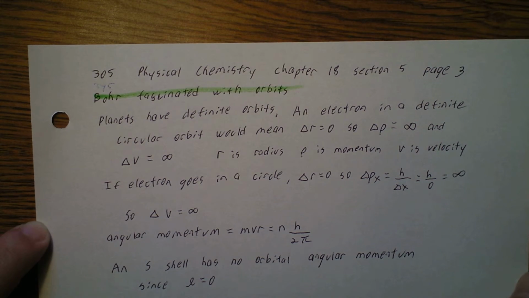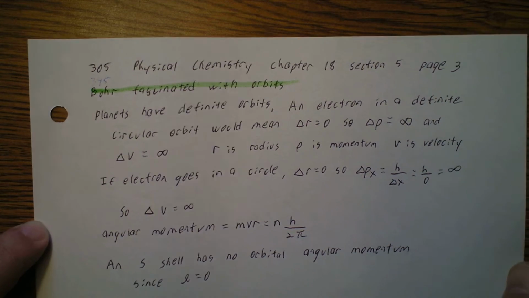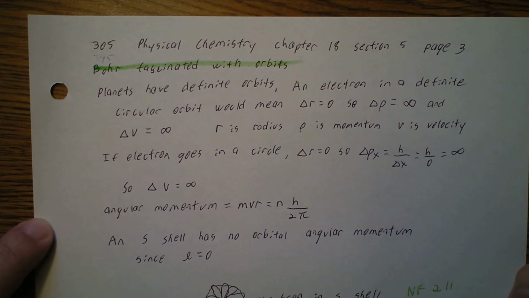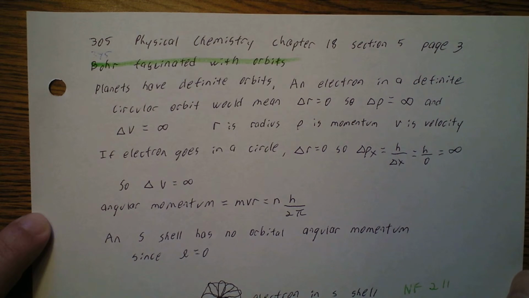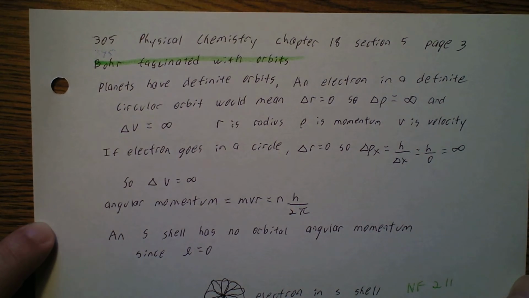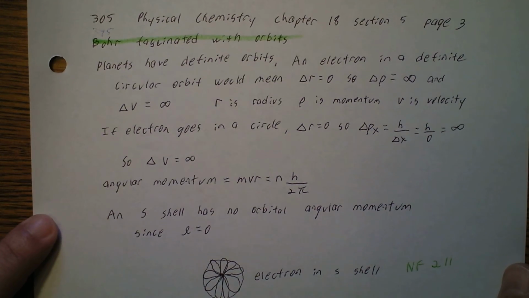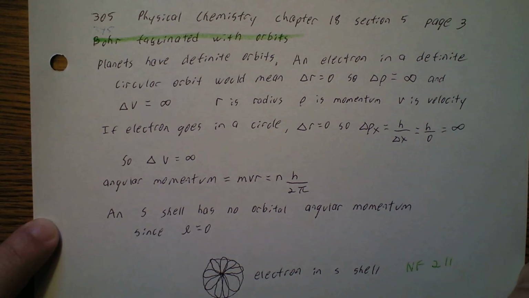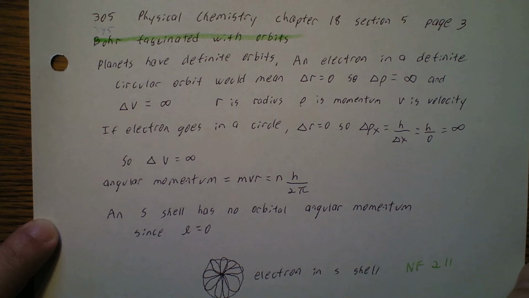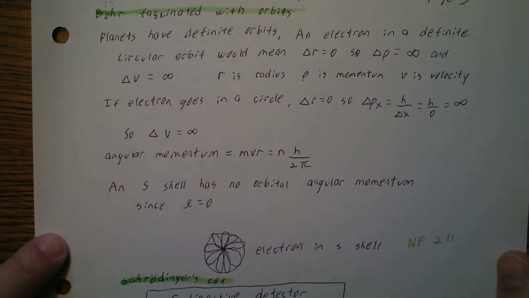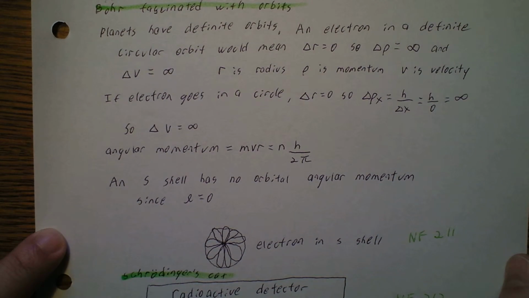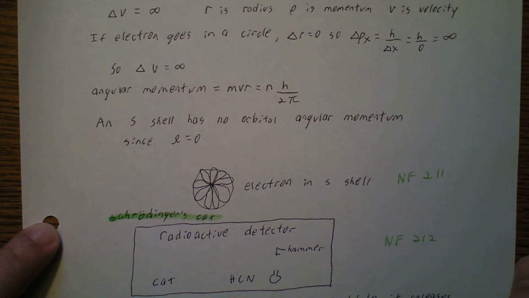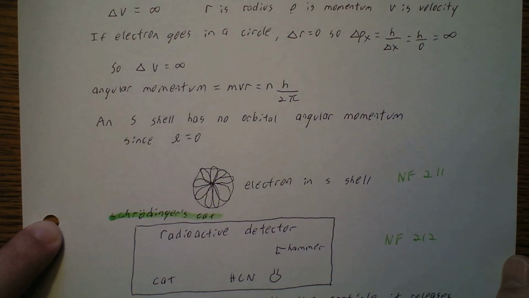So if an electron goes in a circle, then delta p is equal to 0. So the x component of the change in the momentum is equal to h over delta x, which is equal to h divided by 0, which means infinity. Can't divide by 0, but it'd actually be undefined. But anyway, so change in velocity would also be infinity. Now remember, angular momentum, mvr, is equal to nh over 2 pi. Now, an S shell has no orbital angular momentum since L is equal to 0. We haven't talked about that yet. It'll come up. So here's an electron in an S shell.